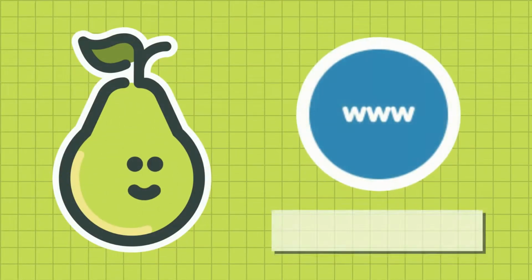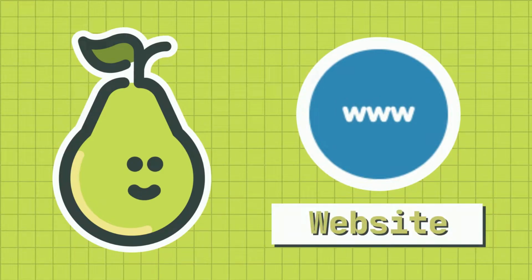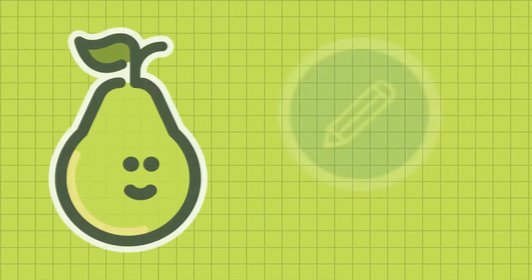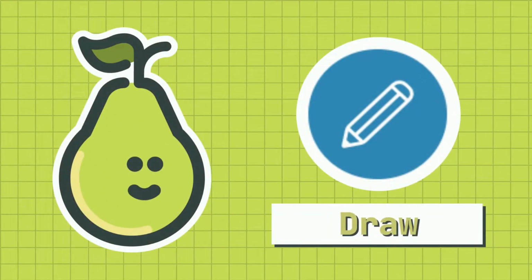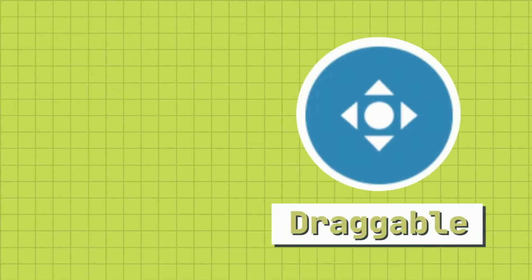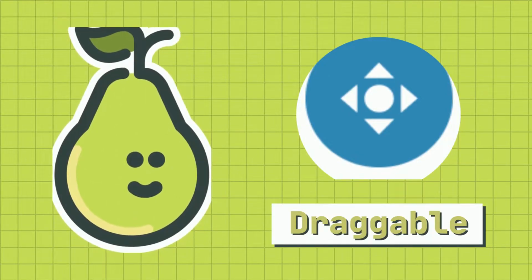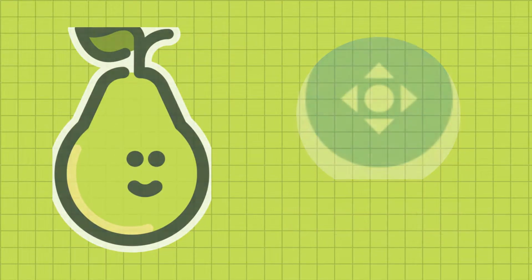The fourth feature is the website. The website button allows you to link a website that students can interact with and view. The fifth feature is draw. The draw option allows your students to draw an image using their device to respond to your prompt. The sixth and last feature is draggable. Draggable enables your students to respond to your questions using a draggable icon.